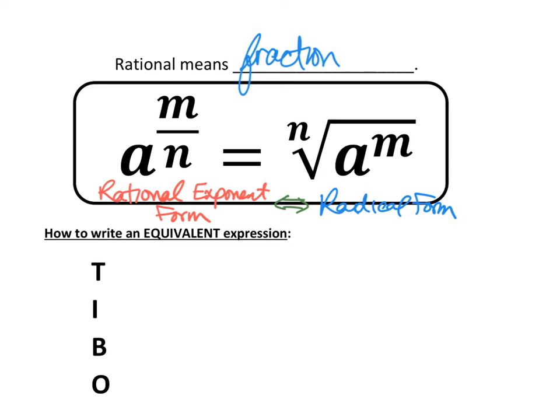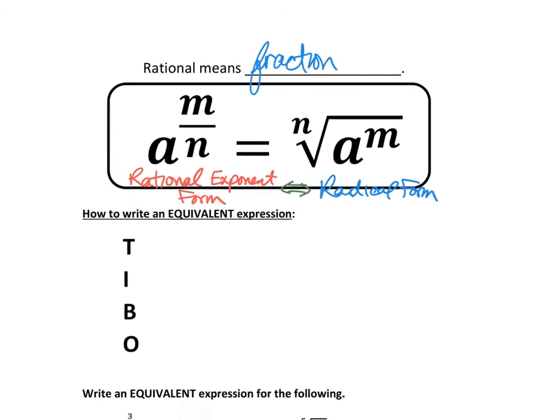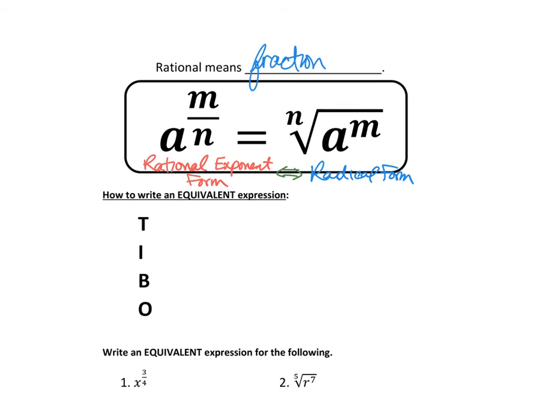And then this n, is it in front of the radical or is it small? Small. I'm glad you noticed all those things because that's super important. The rule that we're going to be using to talk about this change between them is called T-bow.